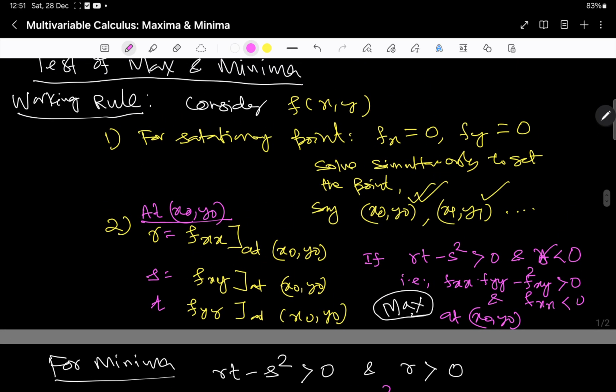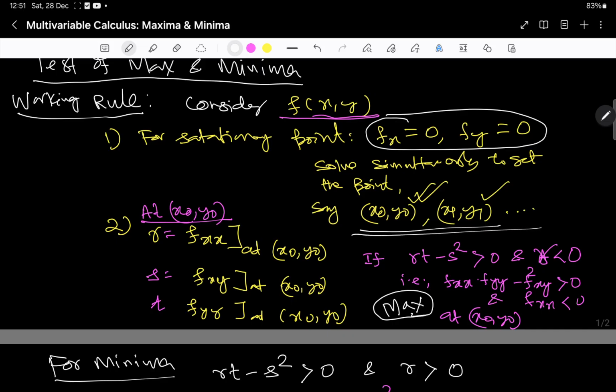So to repeat, we consider the function f of x y. First we consider the first derivatives. Partial derivatives equal to 0. We find the stationary points. The number of stationary points we may get is less than or equal to the degree of the equations. So now suppose I am considering this point. Similarly, we consider the individual points.